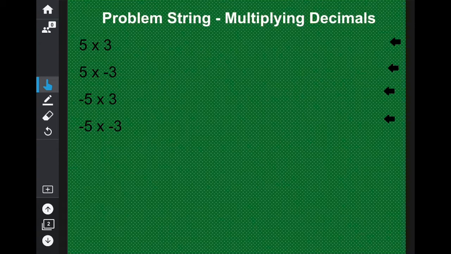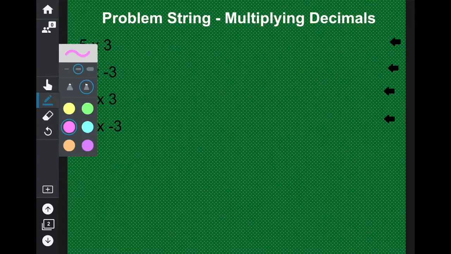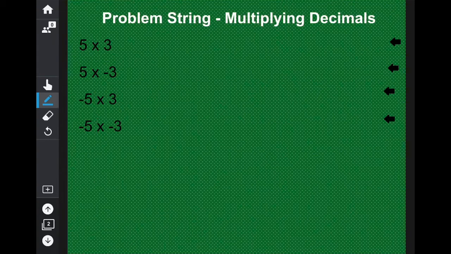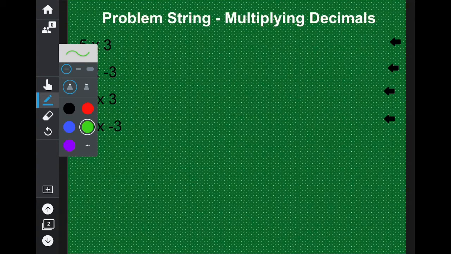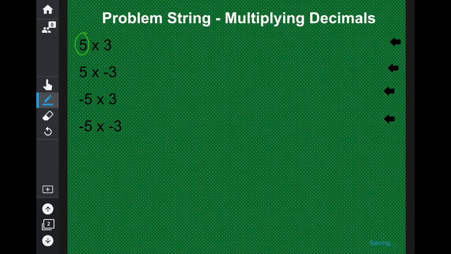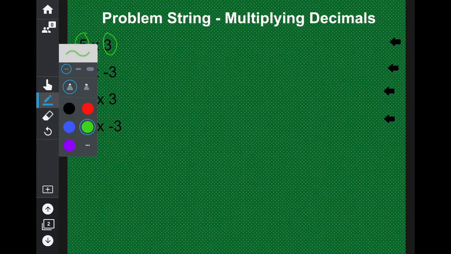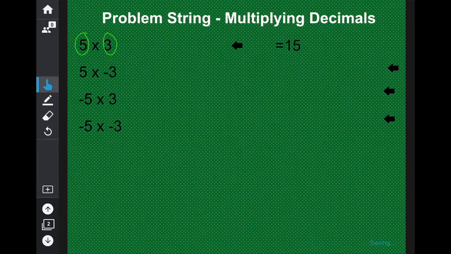We're going to do a problem string of multiplying decimals. So our first question has 5 times 3. So these are both positive numbers. So I'm going to circle them in green. Looking back at our warm-up, we can see that when we have 2 positive numbers, it gives us a positive answer. So I should get positive 15. 5 times 3 is 15.